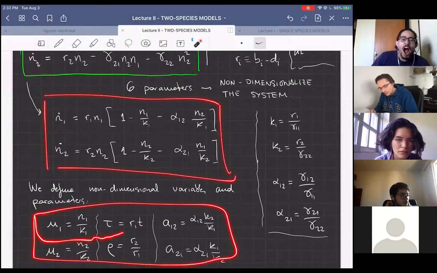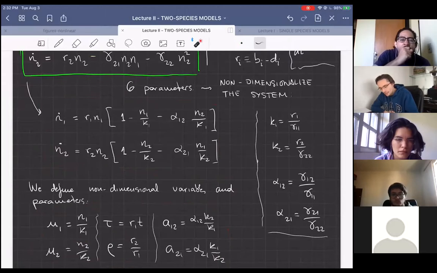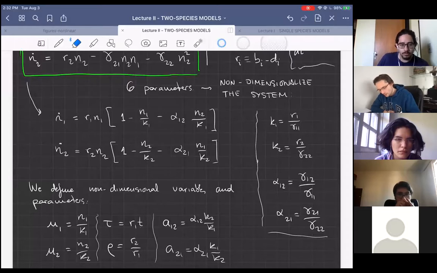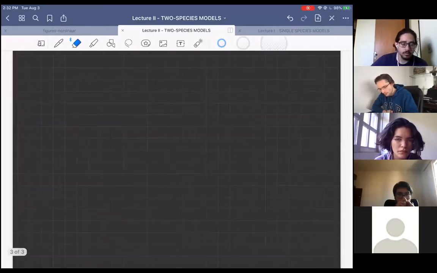So for instance, if I want to calculate the derivative of n1 with respect to t, I would need to substitute n1 by u1 times k1, right? And I would need to substitute t by tau over r1. And then I would get the derivative of u. Okay, I'm going to do it once because I think that may help everyone in the room.